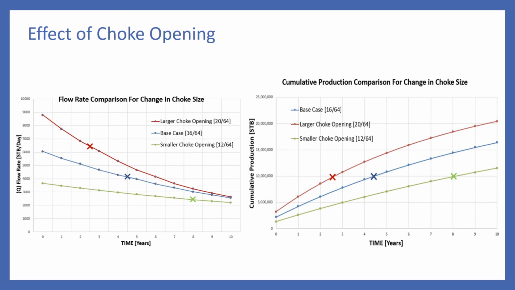On the other hand, closing the choke an equal amount, 4/64 of an inch, we saw the production drop dramatically. It took 8 years to deplete the reservoirs, 78% longer than the base case. Opposite of opening the choke, there was a very shallow production decline with a very steady production rate over the 8 years.